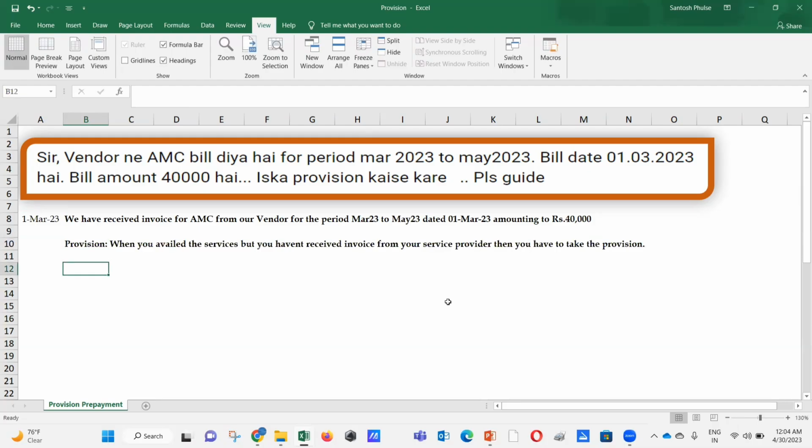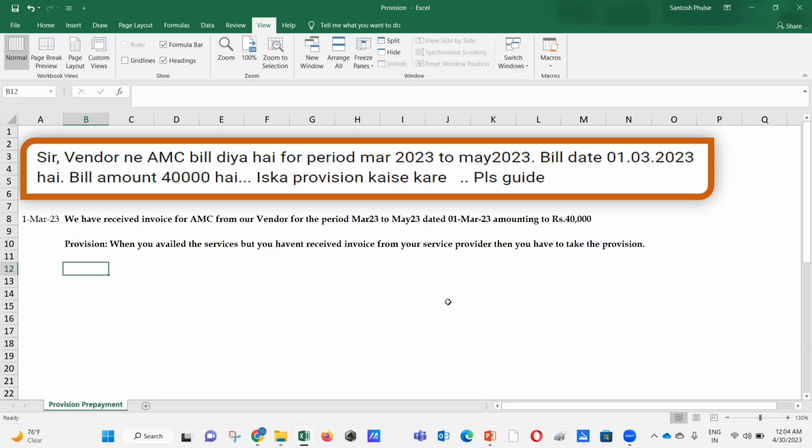There is a difference between accruals and provisions, but it's a slight difference. Most entities take the provision itself, so we are going to discuss that. The provision applies when you avail the services but haven't received the invoice from your service provider, and you have to take the provision. If you have received the invoice, then the provision is not going to come into the picture.